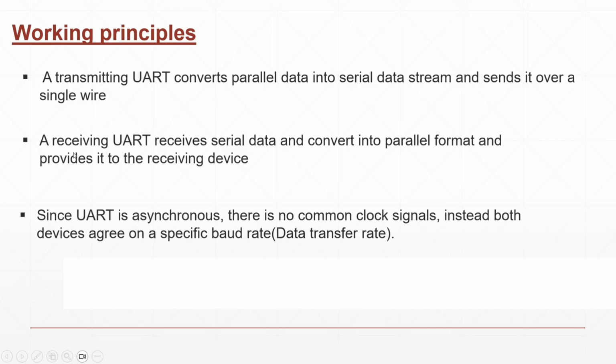A receiving UART receives the serial data and converts it into parallel format. So what is happening here? The receiver takes the serial data and again converts it into parallel format. The transmitter takes parallel data and converts it to serial. The receiver takes the serial data and converts it back into parallel format. And then it will send it to other peripherals or somewhere else.